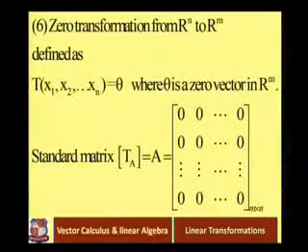Okay. Let's see the next example. Now the zero transformation, from Rn to Rm. How do we define it? T of x1, x2 up to xn is equal to theta, where theta is the zero vector in Rm. Zero vector in Rm means a total of m coordinates and all the coordinates are 0.